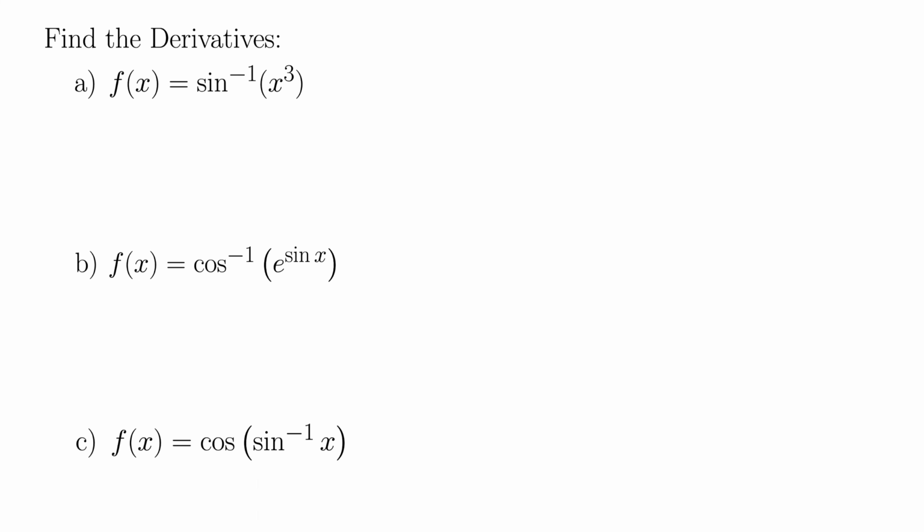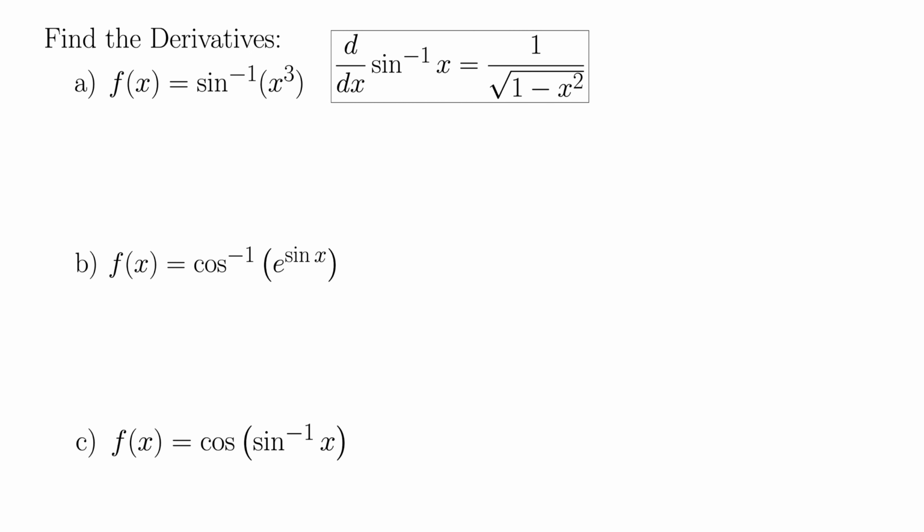Here we are asked to find three derivatives involving inverse trigonometric functions. For part A, we have f of x equals the inverse sine of x cubed. Let's bring up the derivative of arcsine just as a reminder. Recall that the derivative of arcsine of x is 1 over the square root of 1 minus x squared.